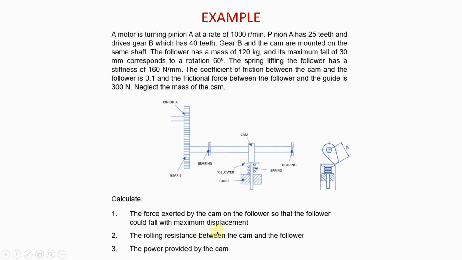The rolling resistance is the same thing as the friction force. And so we need to find that, the friction force between the cam and the follower. And then finally, for question number 3, you need to find the power that is provided by the cam. Very important and very interesting question.